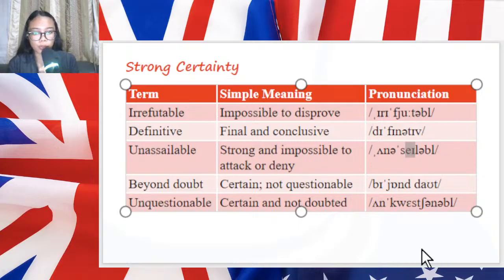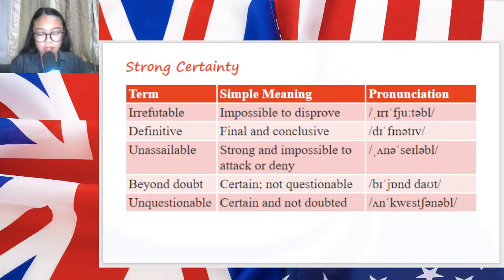Fourth term, we have beyond doubt. Beyond doubt, meaning certain, not questionable. So you are absolutely certain with no question. That is beyond doubt. Now, it is a phrase, no? Beyond doubt means that something is so clearly true that no one can reasonably disagree. It is a phrase made of two simple words, but together they have a powerful formal meaning.